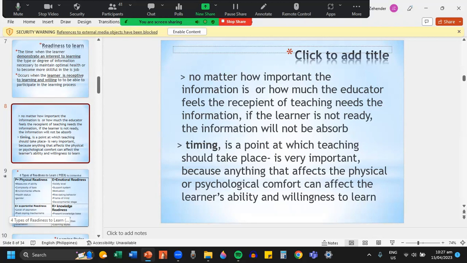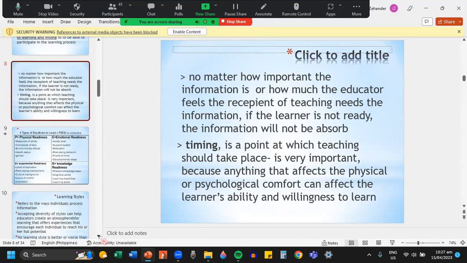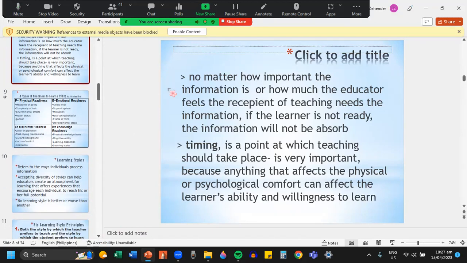Okay, so timing is a point at which teaching should take place, as defined. Anything that affects the physical or psychological comfort can affect the learner's ability and the willingness to learn. Okay, so you have to consider that one in formulating your lesson plan or providing your health teaching to the patient.